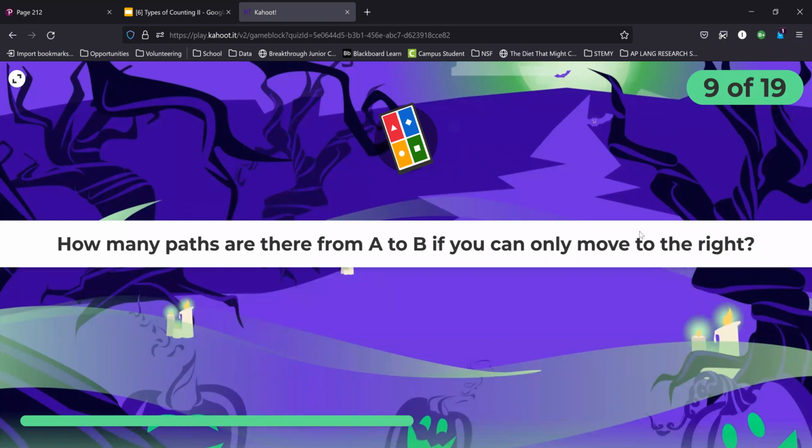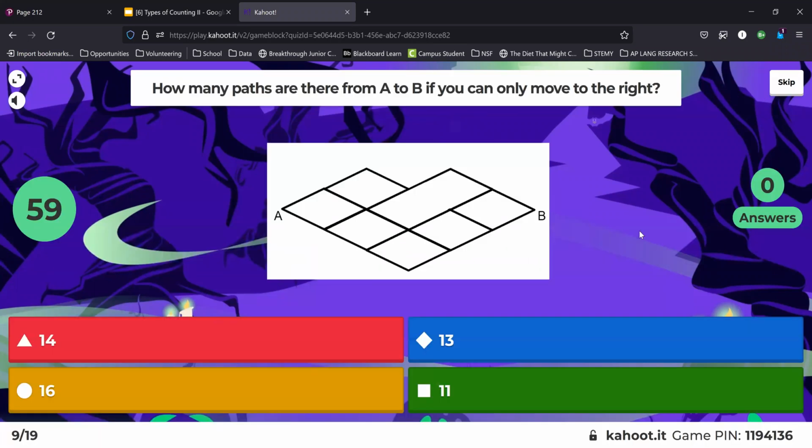Okay, how many paths are there from A to B if you can only move to the right? So by only moving to the right, you probably already know, but you'd have to go this way or this way.